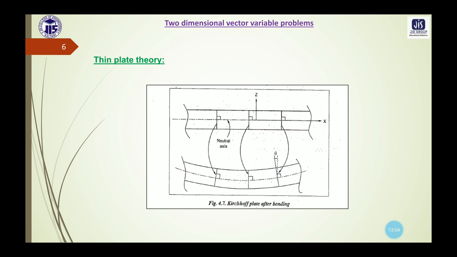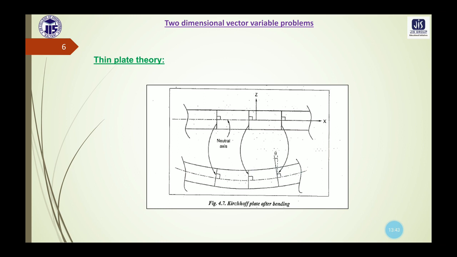Okay, so this is the first assumption, that the line normal to the neutral axis before bending remains straight after bending. The second assumption is that the normal stress in thickness direction is neglected, that is sigma z equals 0. This assumption actually converts the 3D problem into a 2D problem, because we are neglecting sigma z equals 0, that is, in the z direction we are neglecting the thickness.